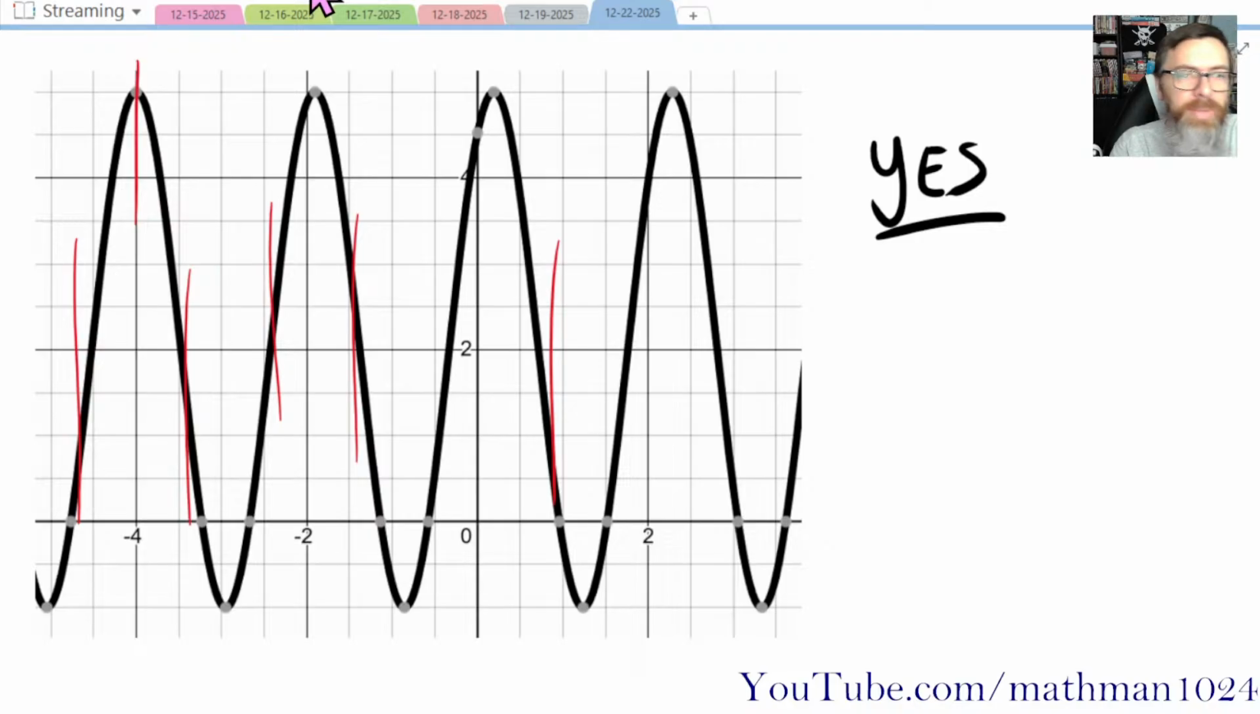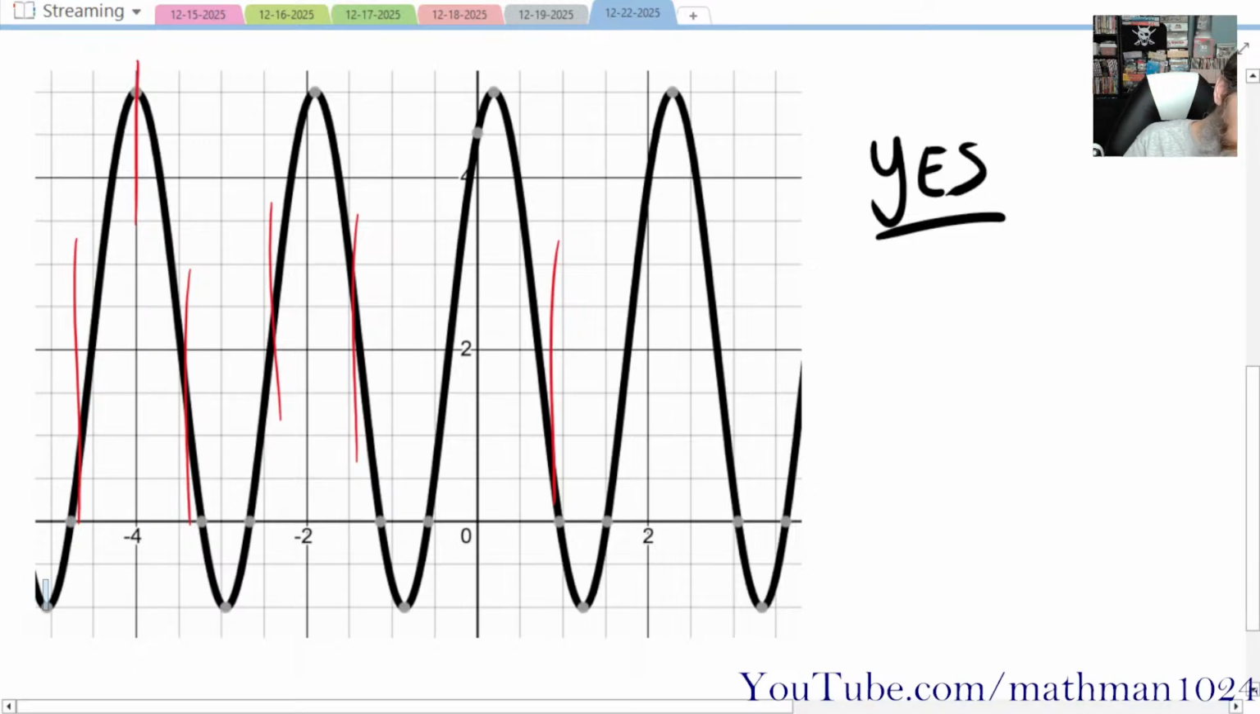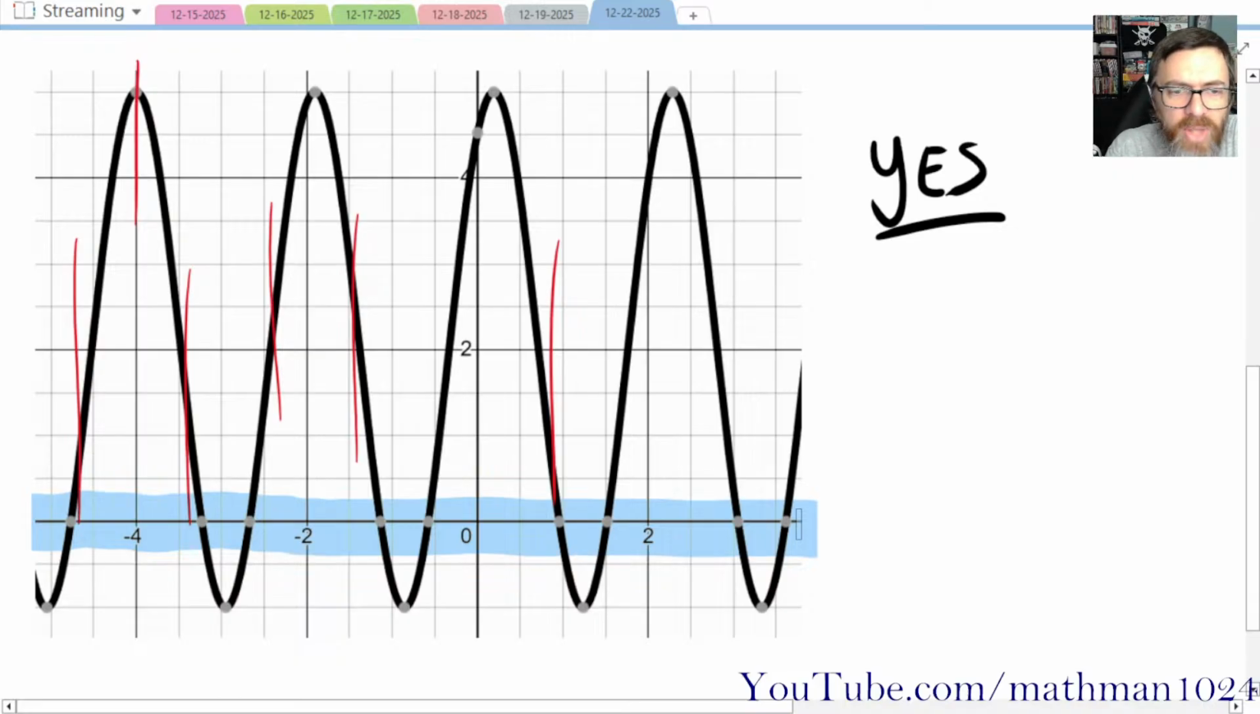Now let's talk about the domain. You see that as I go from left to right, there are no gaps, there are no jumps, and there are no places where the graph seems to all of a sudden stop. So as you trace along from left to right, you'd have to be including everything here on that x-axis. So everything from left to right.